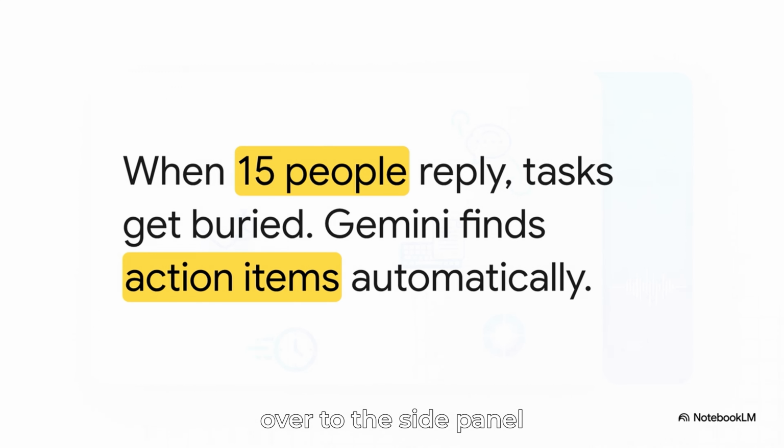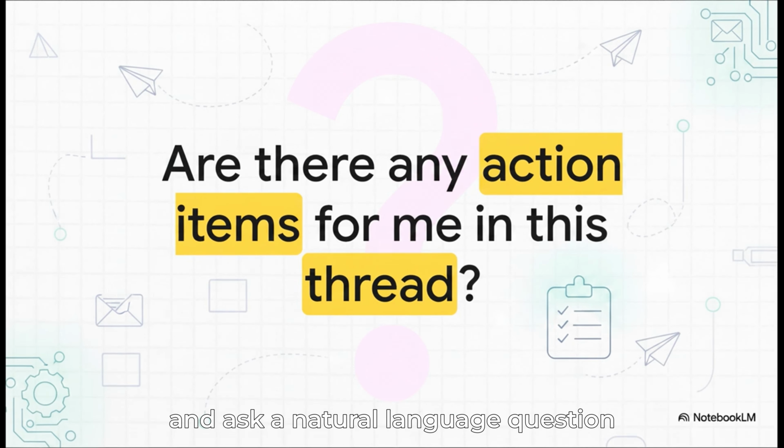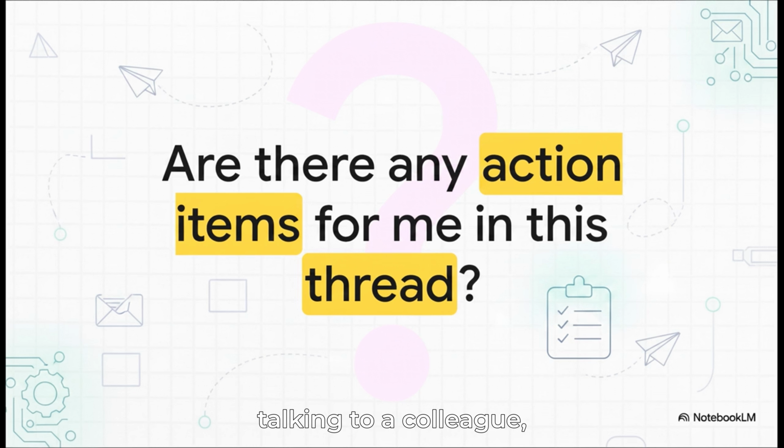Let's pivot back over to the side panel. Because when you have 15 different people on a single thread, crucial tasks get buried so easily. You can simply open the side panel and ask a natural language question, exactly like you were talking to a colleague. Something like, are there any action items for me in this thread? Or even, what are the action items for the whole team?